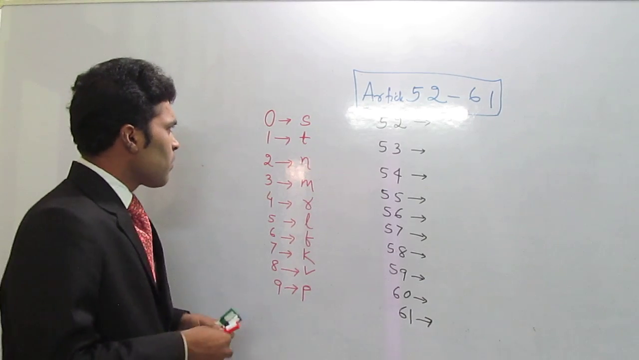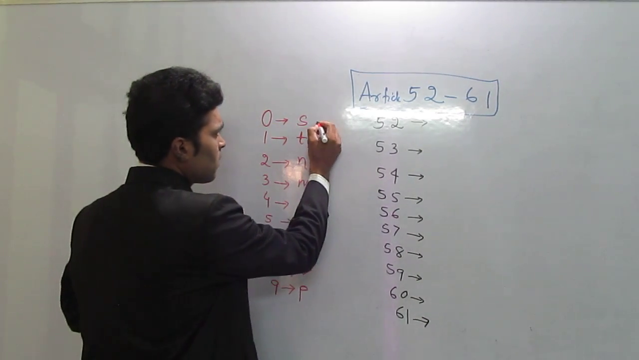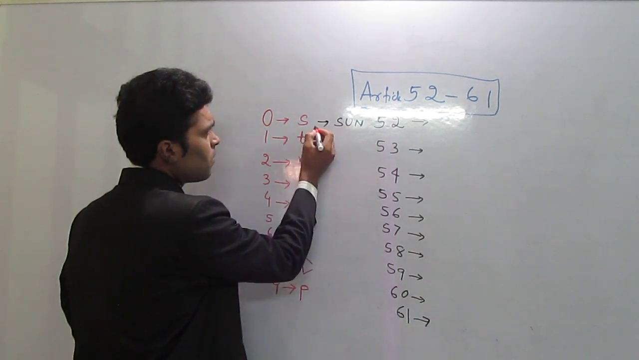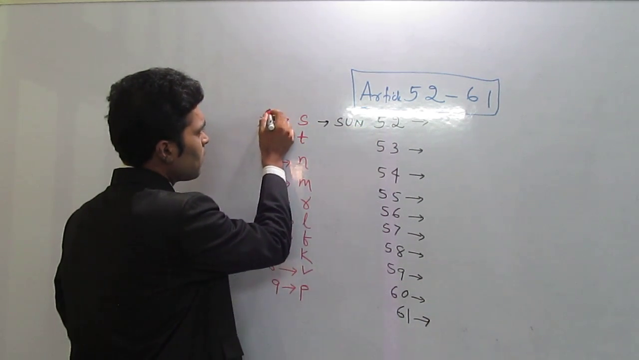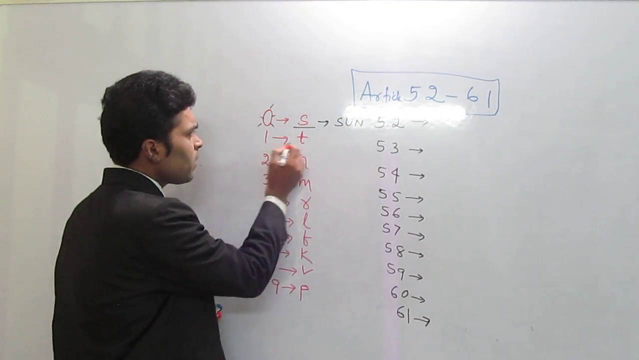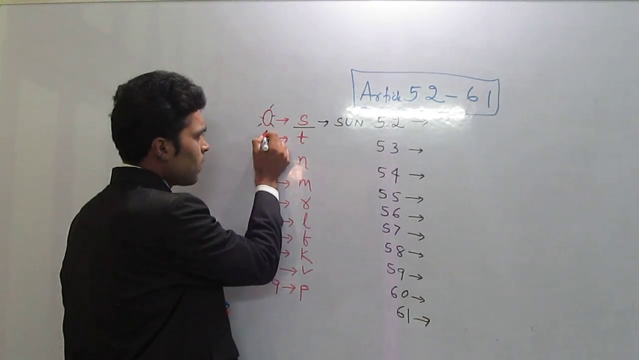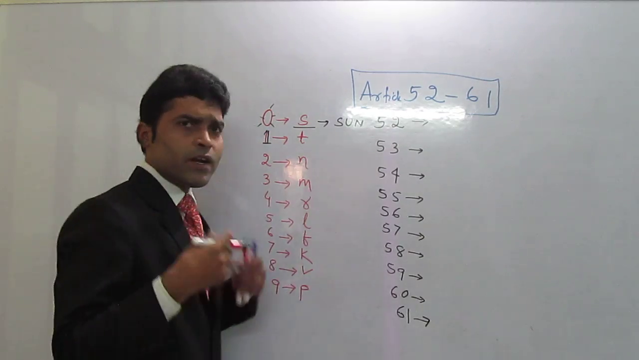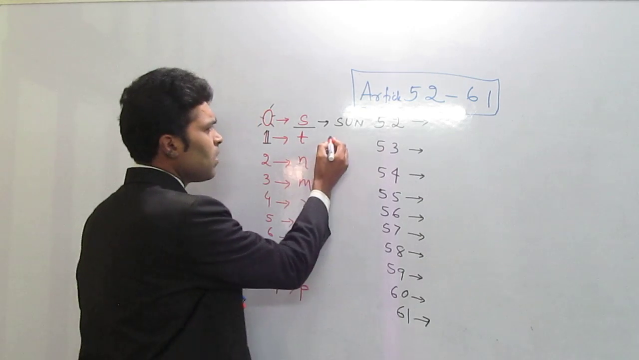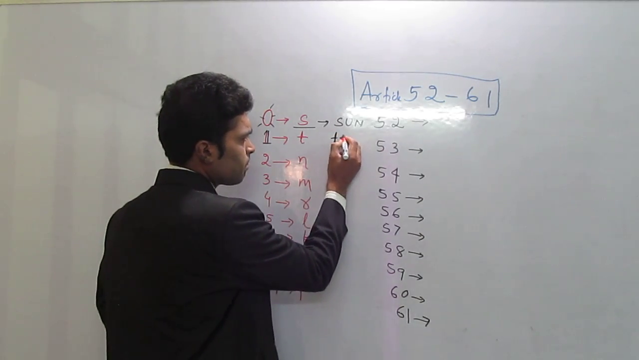Actually, if you look at 0, it is derived from sun. So sun is looking like 0, so I have taken S. And for T, that is 1, why have I taken it? If you wear a tie, the tie is looking like T. So that's why I have taken 1 for T, that is tie.